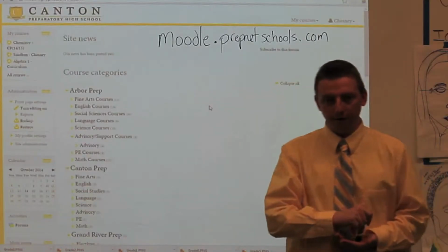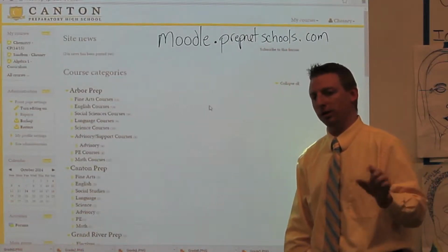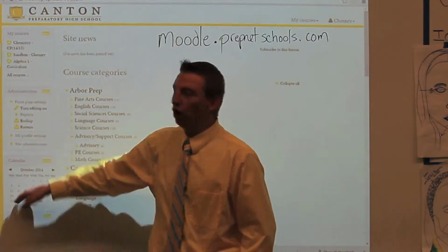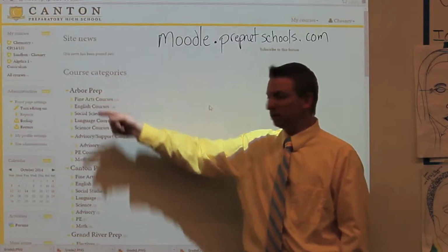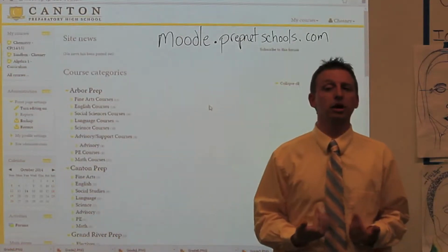When you log in for the very first time, my screen looks a tiny bit different than your screen will, but not much. It's really just this left column over here that looks a little bit different. You will see all of this. You will see Arbor Prep. You'll see Canton Prep. You'll see Grand River Prep. All of these sister schools of ours.